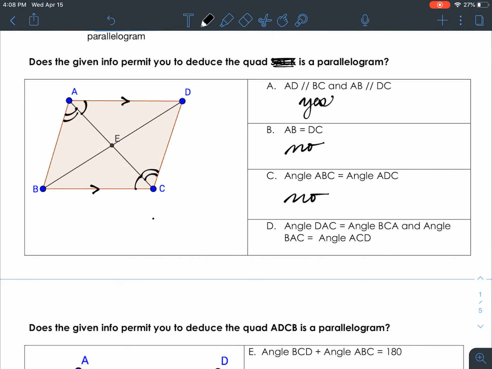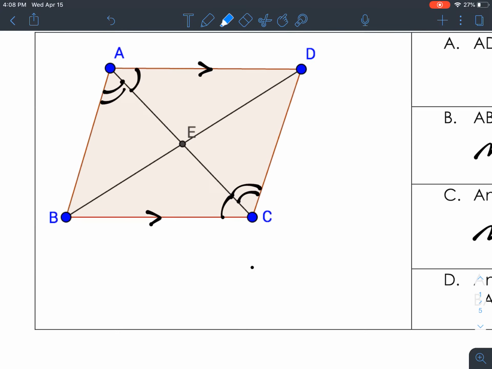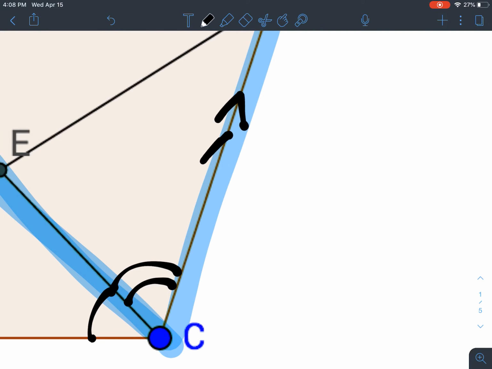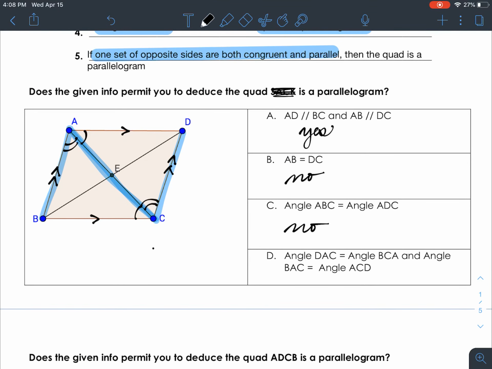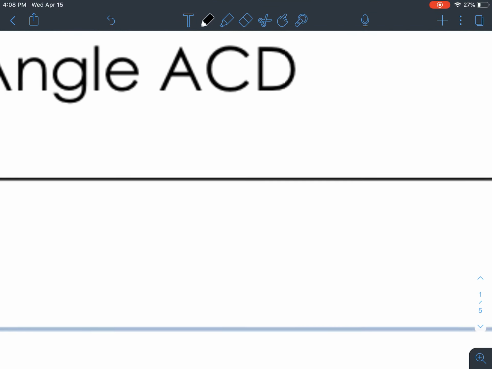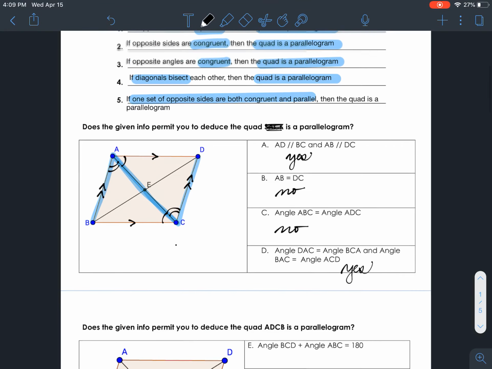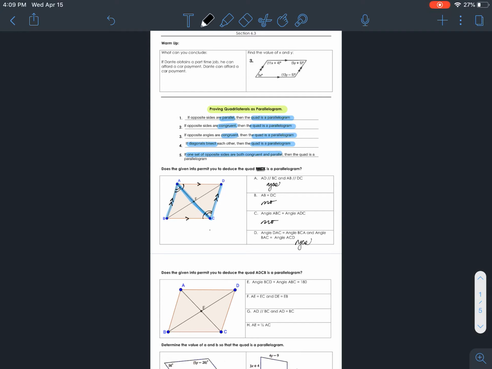Now we only looked at one set of alternate interior angles. Now let's look at another set. Let's look at BAC, and then let's look at DCA. Once again, alternate interior angles are congruent, which means that the lines that create them are parallel, which means that this side is also parallel to this side. In this case, we have two sets of sides that are parallel, which means that yes, this is a parallelogram. Okay, so I'm going to pause here. Next prompt is doing something pretty similar to this.